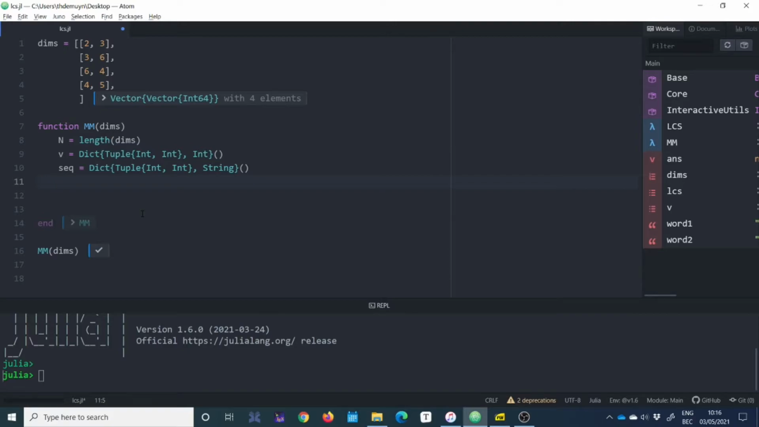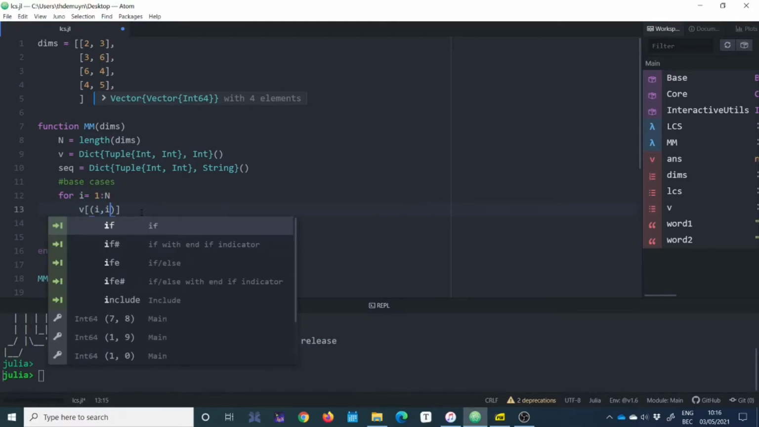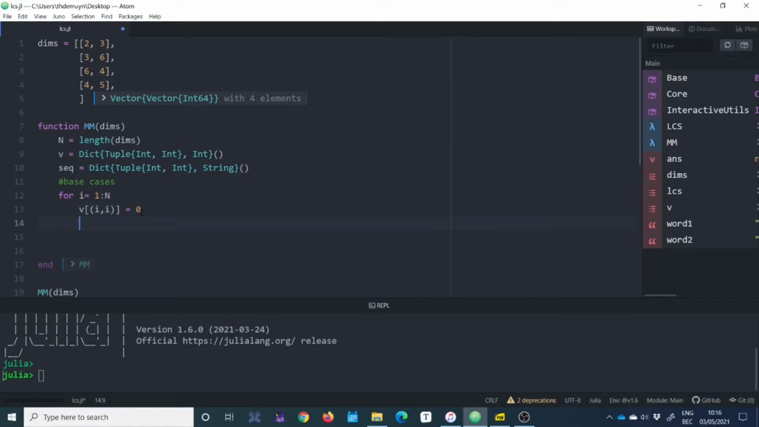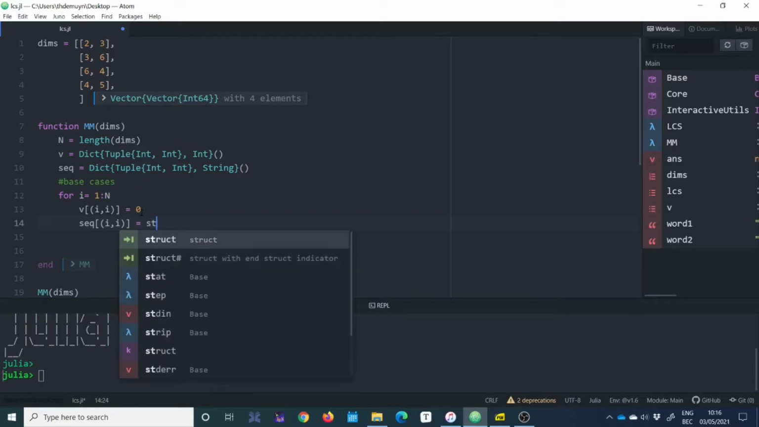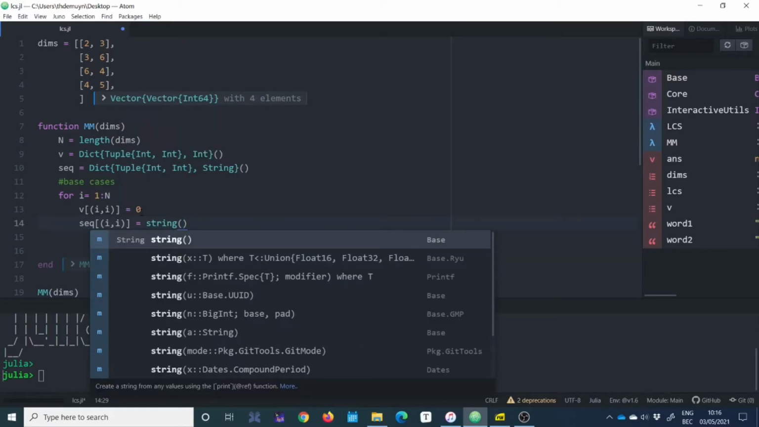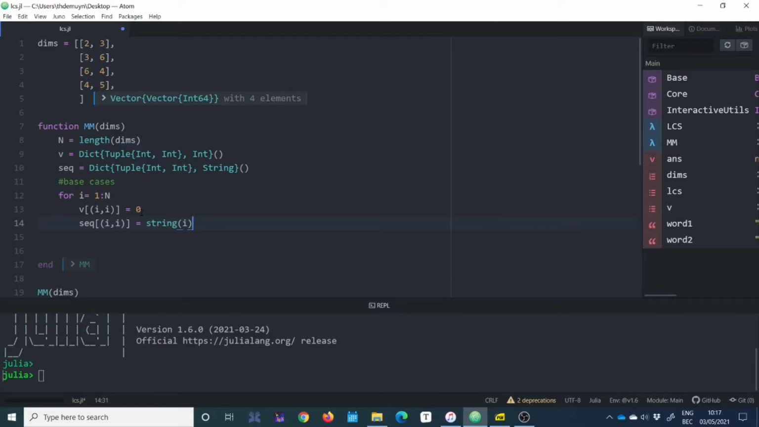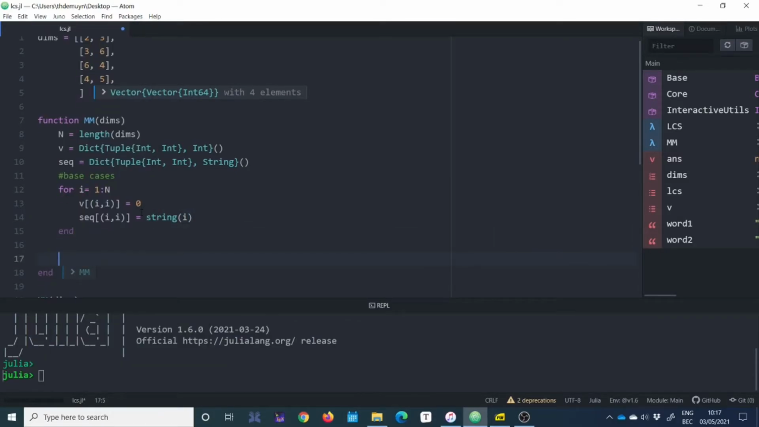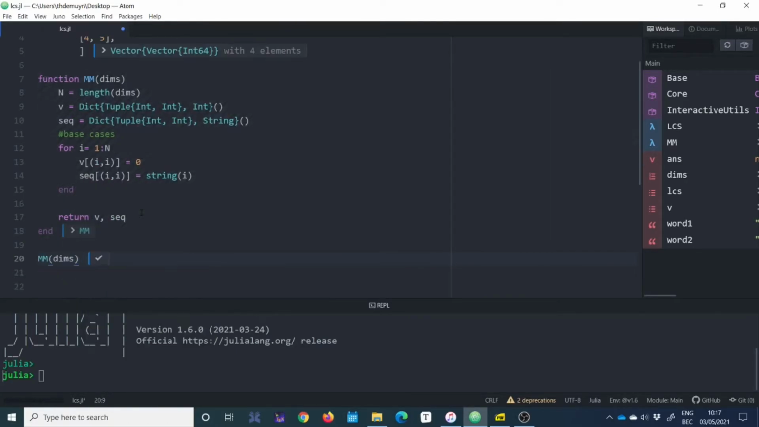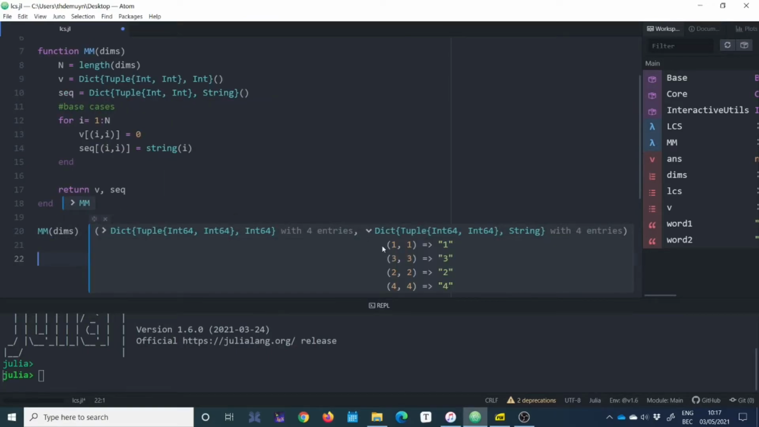Okay, let's start with the base cases, right? So for I equal to 1 to n, if I multiply I by I, this is going to cost me nothing. And what do I need to do in order to multiply I by I? Well, I don't have to do anything. I'm just going to take I, convert it to a string, and put it into sequence. Okay. Let me return V and sequence. So far I don't have anything. Well, in order to multiply 1 by 1, I just take the matrix 1. 3 by 3, I just make the matrix 3, and so on.